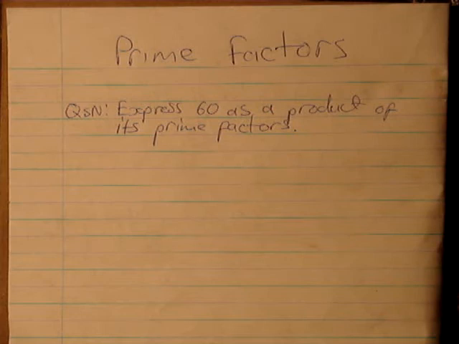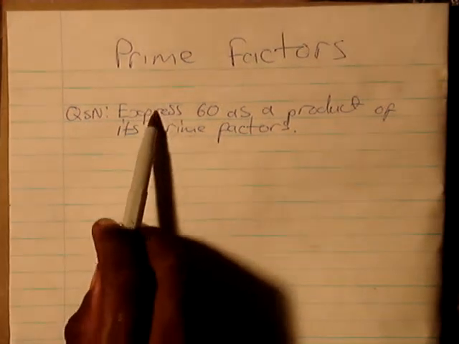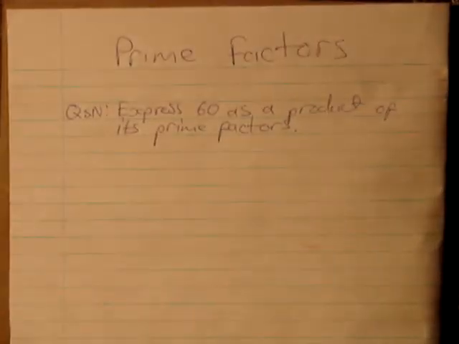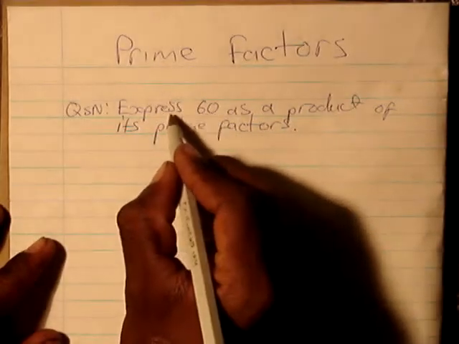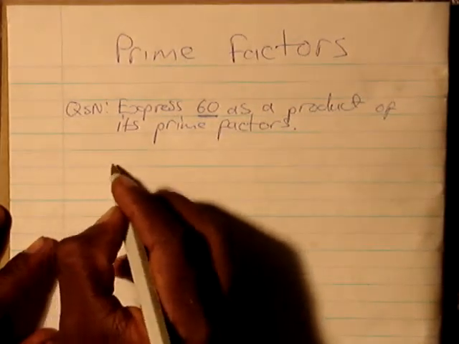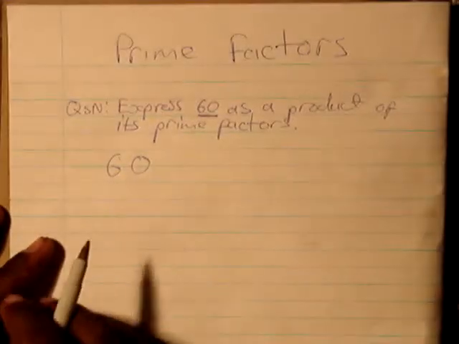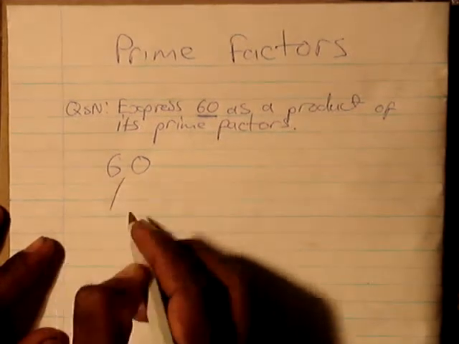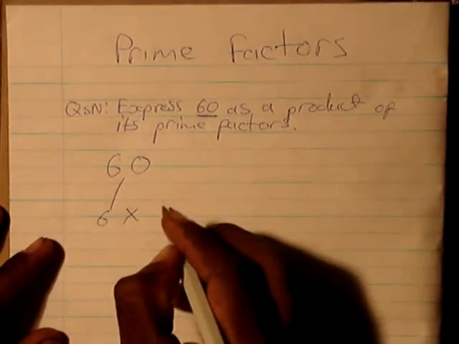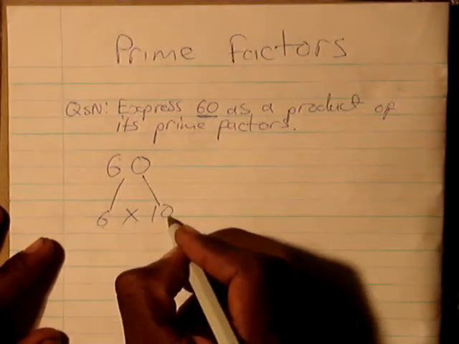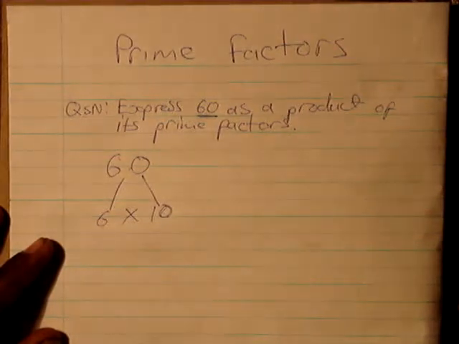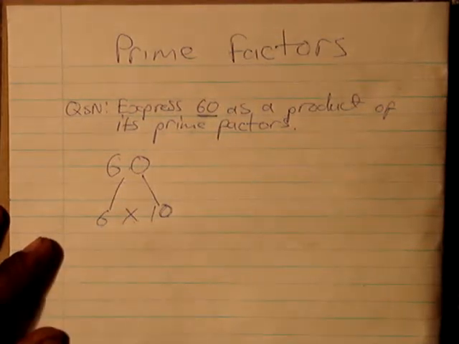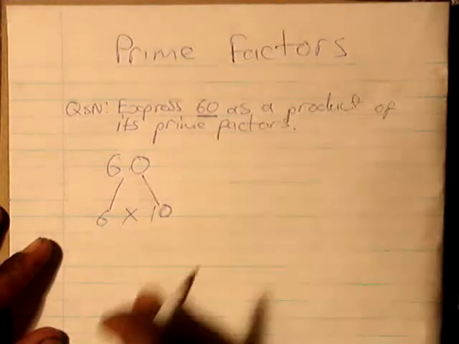So let's get started. The question says express 60 as a product of its prime factors. So we need to express 60. Which two numbers do we multiply to get 60? That is 6 times 10. 6 times 10 is equal to 60. And we need to be left with the prime numbers for us to be able to find the prime factors.